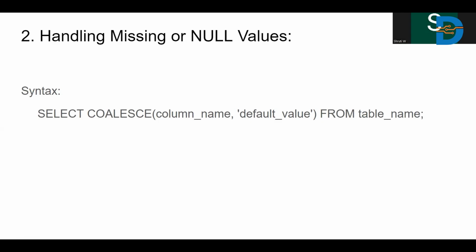So here is the syntax. You can use a COALESCE function: SELECT COALESCE with the column name and set the default value. Wherever you have a null value, it will be replaced with the default value, and then you mention from which table.